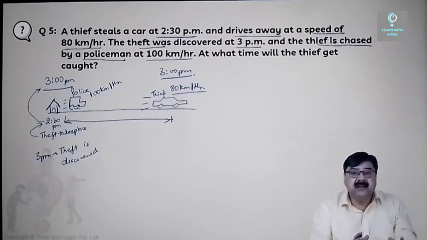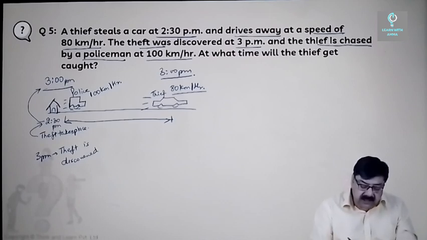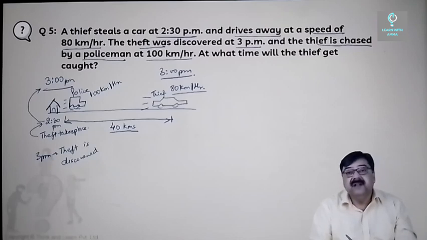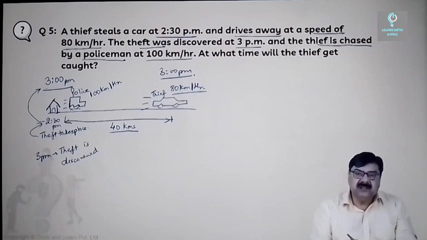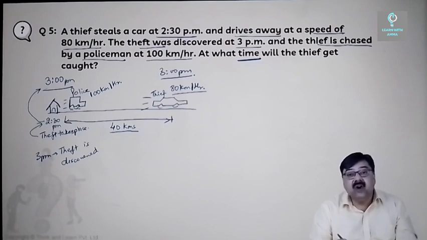In this half an hour period, how much distance has he covered? Half of 80 kilometers. So the distance between the policeman and the thief, when the policeman starts chasing the thief at 3 p.m., shall be 40 kilometers. So what do you need to find out? At what time will the thief get caught?